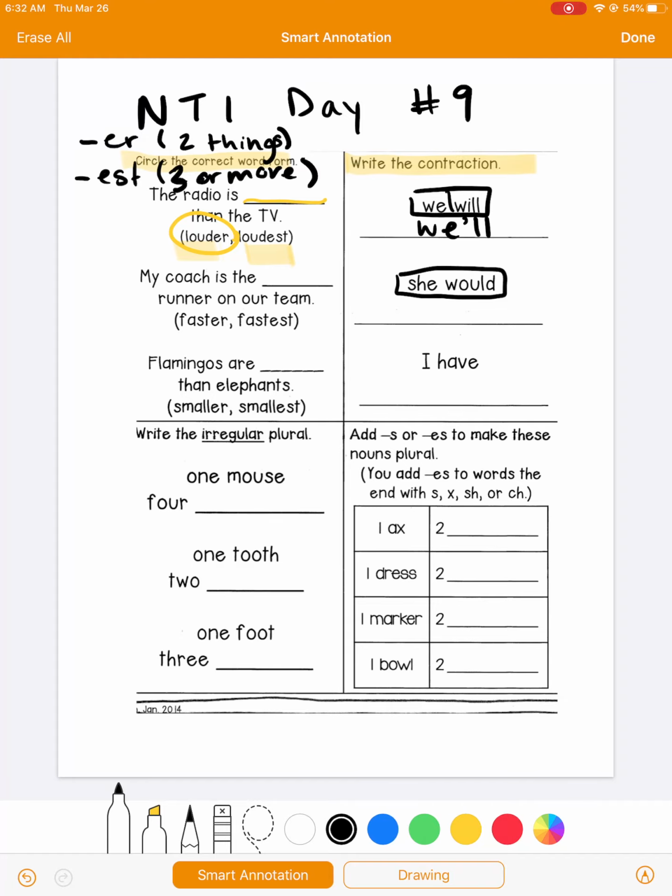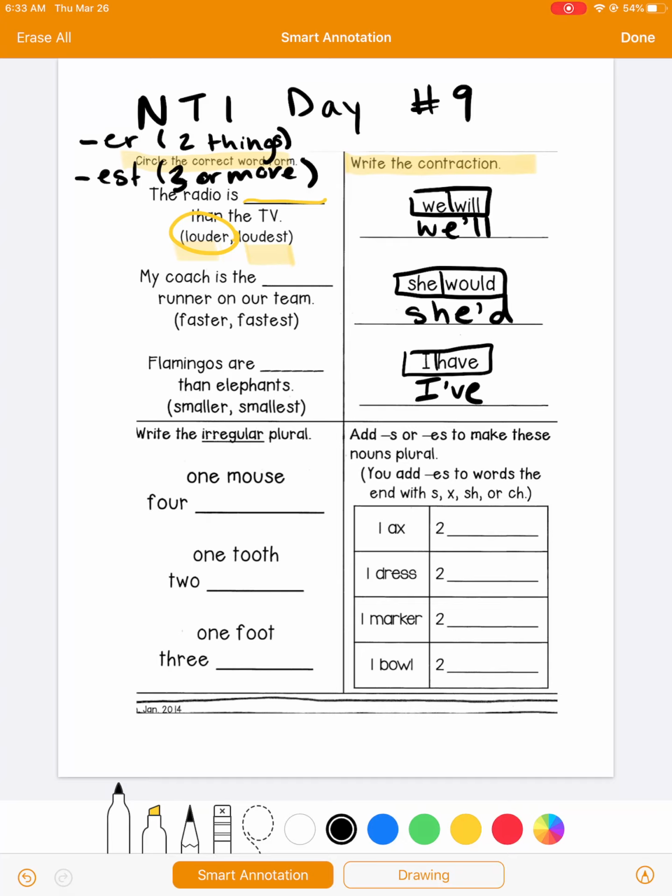Now, we're going to take these 2 words and put them together with an apostrophe to make a contraction word. Okay, she'd and I've. So we will, she would, I have, and I use those to make all of these contractions.